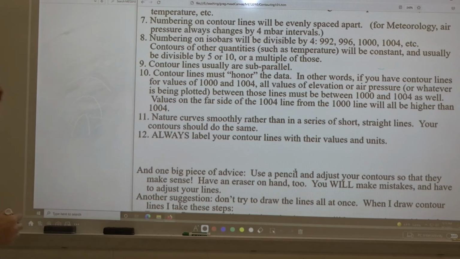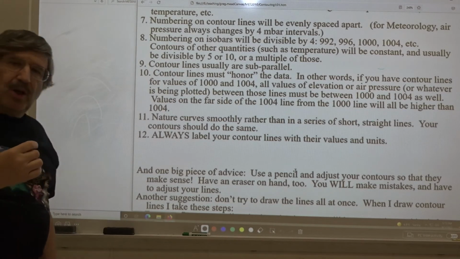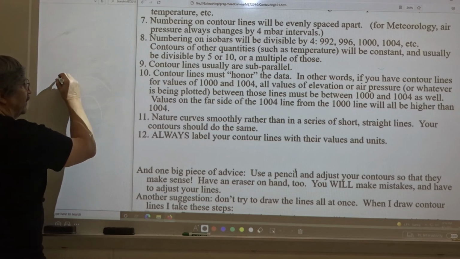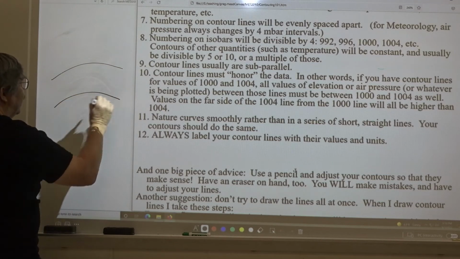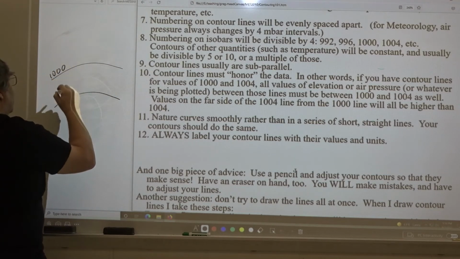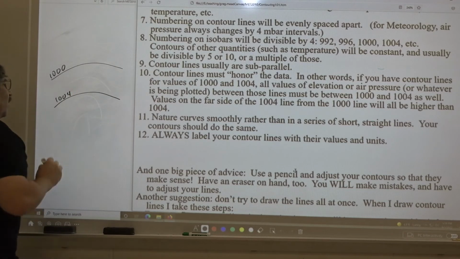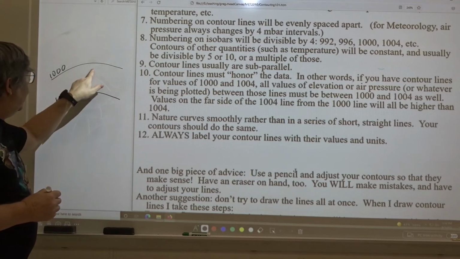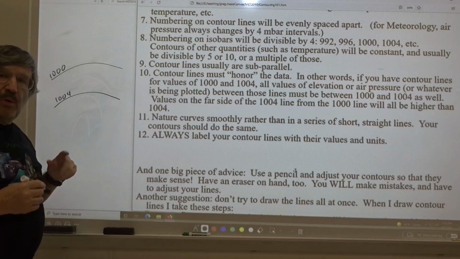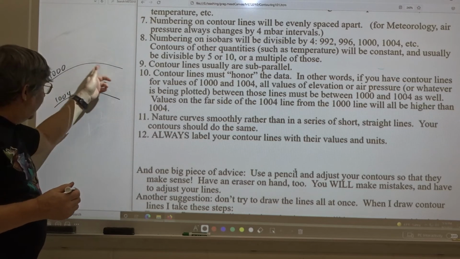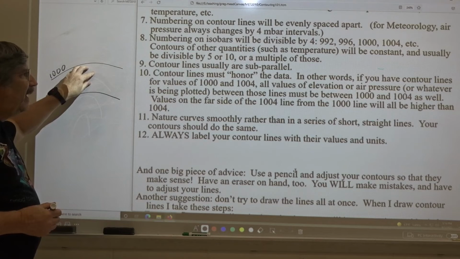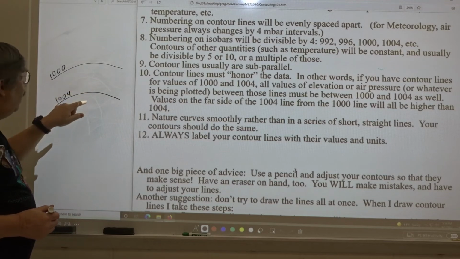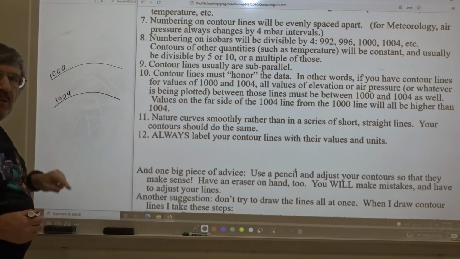Rule number 10, contour lines must honor the data. This is a critically important rule for contouring. If you have two contour lines of 1,000 millibars and 1,004 millibars, what that means is that this line of constant pressure and this line of constant pressure define places where the air pressure is equal along that line. And therefore, any values of measured air pressure in between these two contour lines will be between 1,004 and 1,000 millibars.